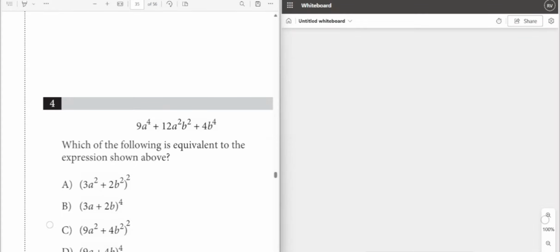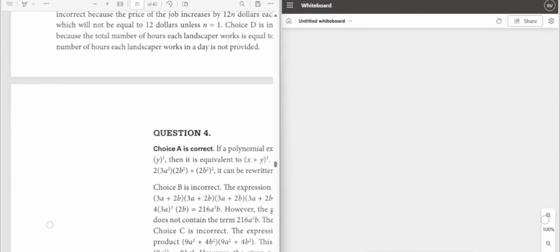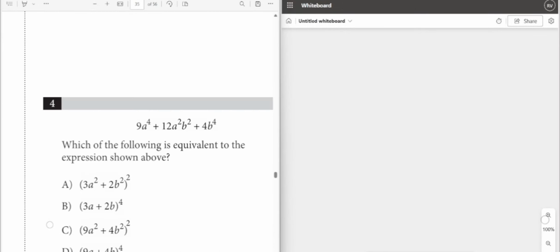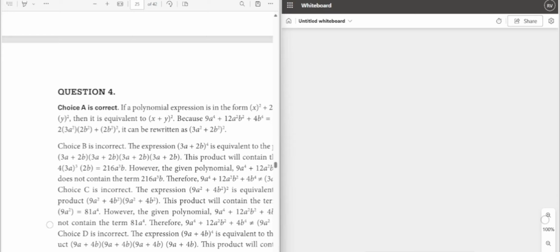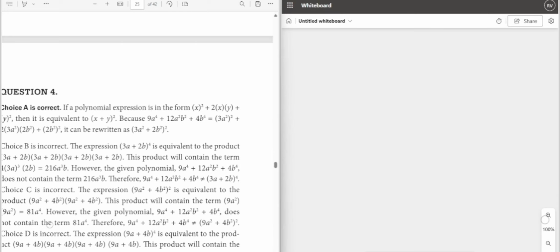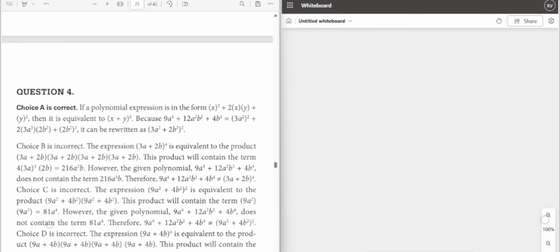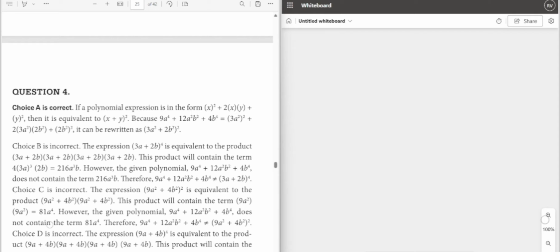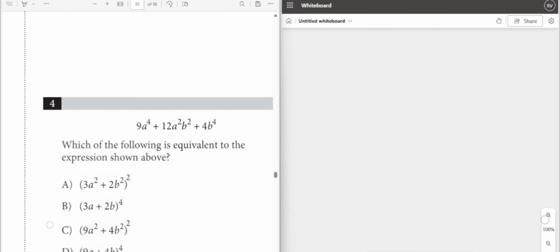I gotta go with A, and looking at the explanation right here, I like the explanation they gave the SAT. Choice A is the correct answer, what we got. Because if a polynomial expression is in the form x squared plus 2xy plus y squared, then it is equivalent to x plus y the whole square. Because 9a to the fourth plus 12a squared b squared plus 4b to the fourth equals this thing, right? That value squared plus 2 times this value, which equals 2 times 3, 6 times 2, 12, which we see. Go back to question 12 right here, you see the 12 right there.